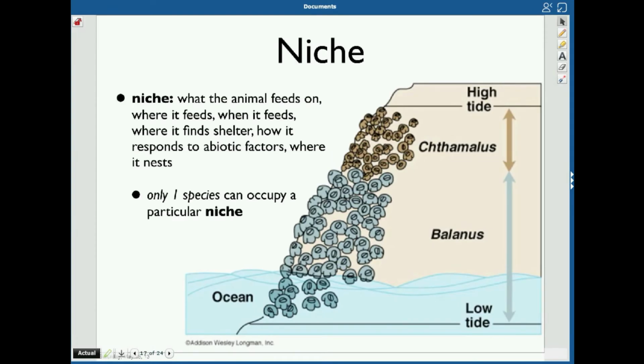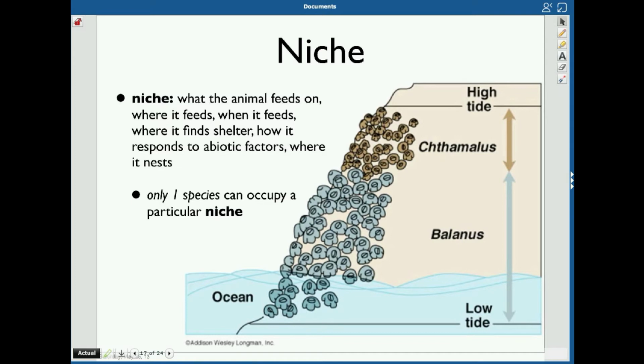Now your niche is, we've talked about this a little bit before, your specific place in the environment, like your very specific, just for you spot, okay? So it includes what the animal eats, or plant. Well, a plant wouldn't eat something, but where it feeds, when it feeds, where it finds shelter, how it responds to abiotic factors, where it nests. And only one species can occupy a particular niche. Some people like it that way.